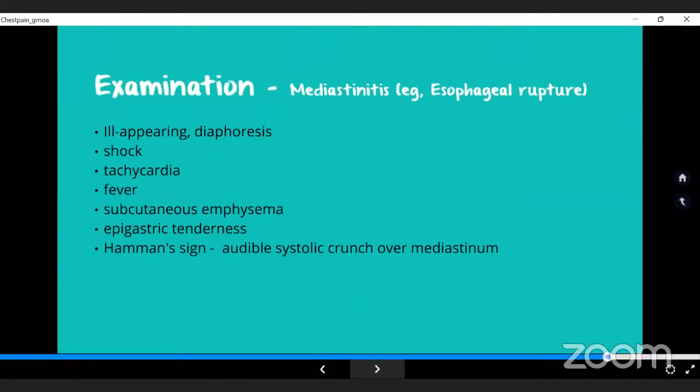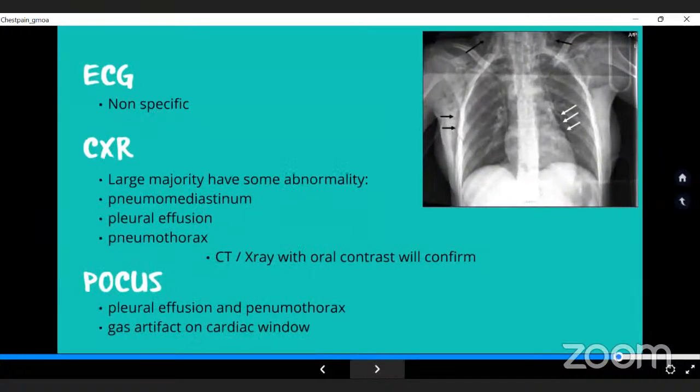So they're ill, they are shocked, tachycardic, feverish. Subcutaneous emphysema can be palpated clinically, and they can have some epicardic tenderness as well. ECG is non-specific. Chest X-ray might show evidence of gas everywhere: pneumomediastinum, pleural effusions, pneumothorax. CT with oral contrast will confirm. So CT is most of the time diagnostic.